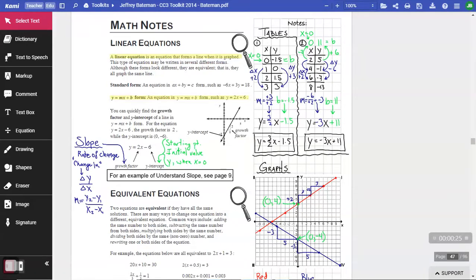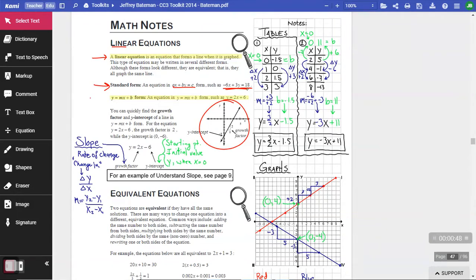A linear equation is an equation that forms a line when it's graphed. And a good way to remember that is the word linear starts with line. So you're looking for something that's forming a line, as you see here, when we graph it. Often you'll see linear equations in standard form, that is the form ax plus by equals c, where we replace a, b, and c with different numbers.